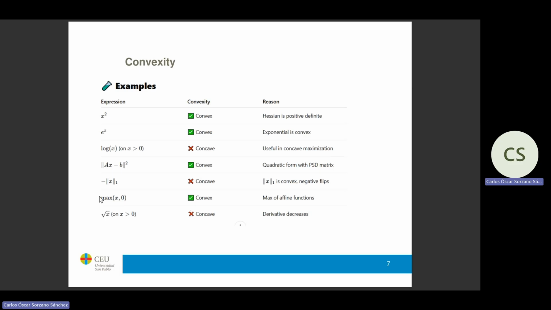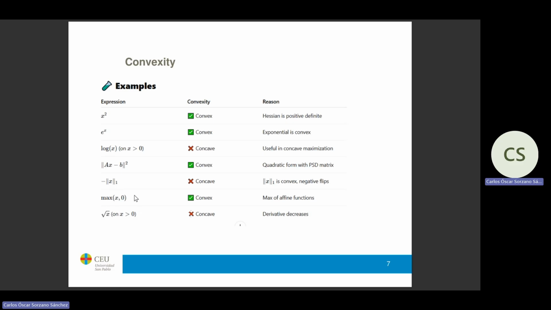Examples of convexity: x squared is a convex function. The exponential is a convex function. The logarithm is the opposite. It's a concave function. The Euclidean norm is convex. Somehow the Euclidean norm is kind of similar to x squared, right? This is the L1 norm inverted, so this is concave because this one is convex. So this has to be the opposite.